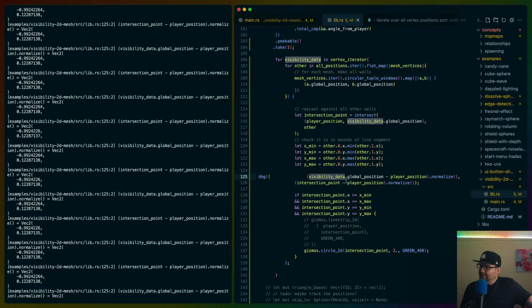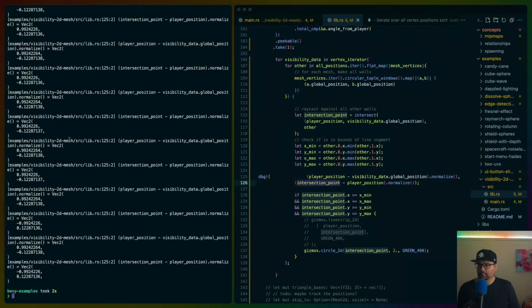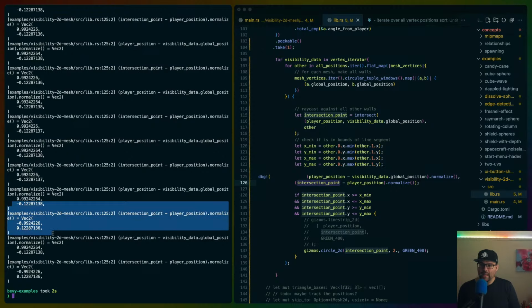Oh, because okay, so the global position of the vertex minus the player position, we actually need this to be the opposite direction, right? Because we're trying to go from 0 to the position. And then, yeah, then we get differences.